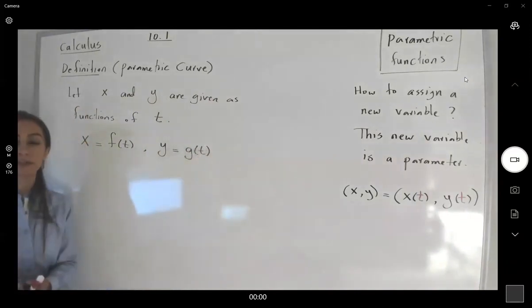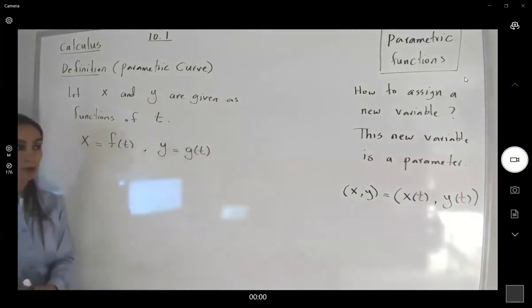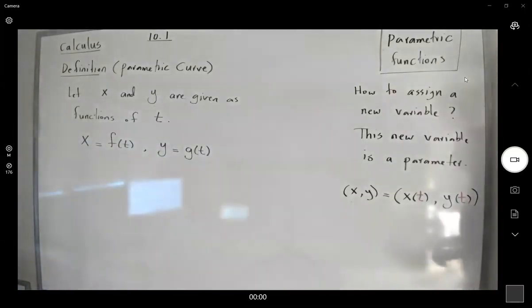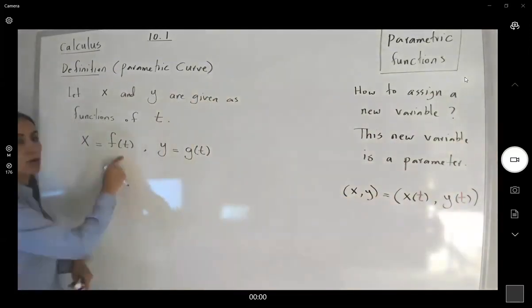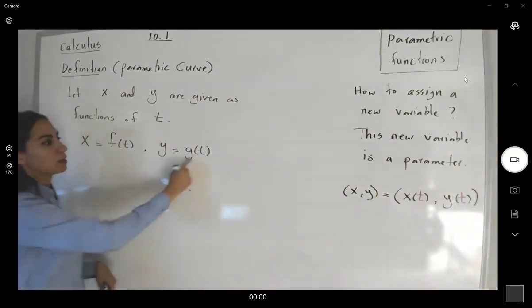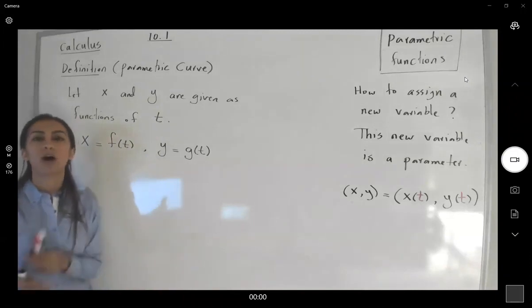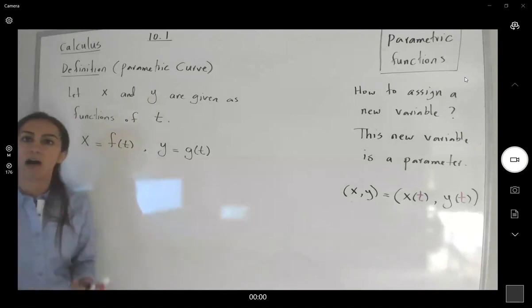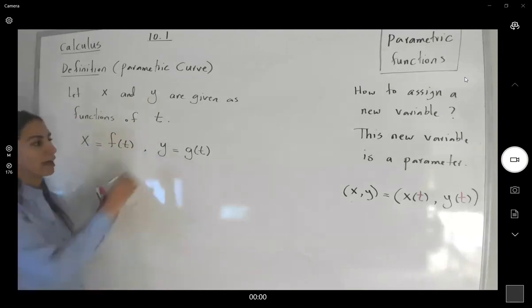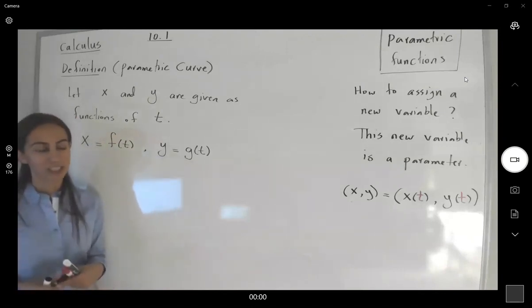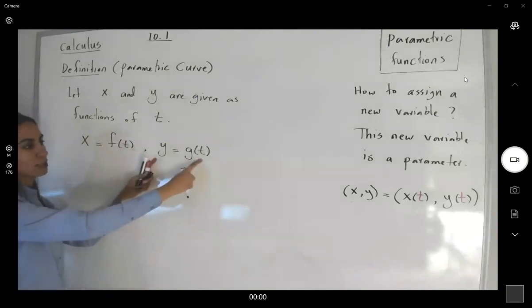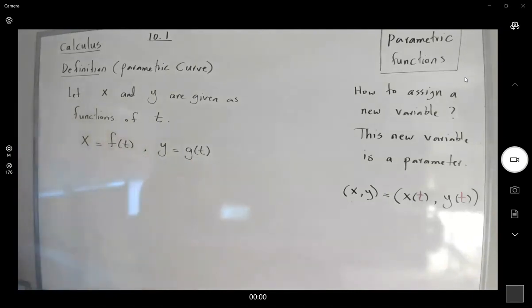If you open different calculus books, you might see x of t, y of t, or x equals f of t, y equals g of t, or many other functions like h, like i. So instead of f and g, we can use different functions as well. So x is a function of t, depends on t. y is a function of t, depends on t.